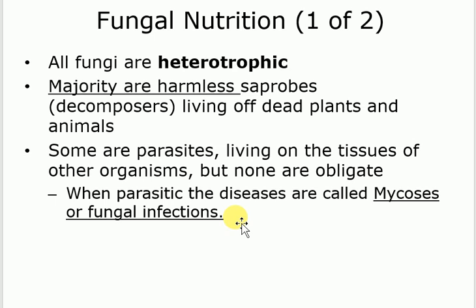Nutrition. All fungi are heterotrophic. What does hetero mean? Different, yes. What does trophic mean? Feed. It's more of a feeding, or how they eat. Heterotrophic means they feed on something else. They do not feed themselves, right? So obviously, do they have chloroplast? Of course not. If they had chloroplast, they would not be heterotrophic. All fungi are heterotrophic, no exception.